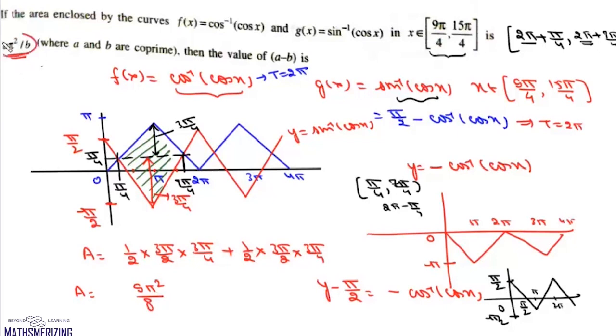So comparing with the given value, the value of a is 9 and the value of b is 8, then the value of a minus b is simply 1, and that is the answer to this question.